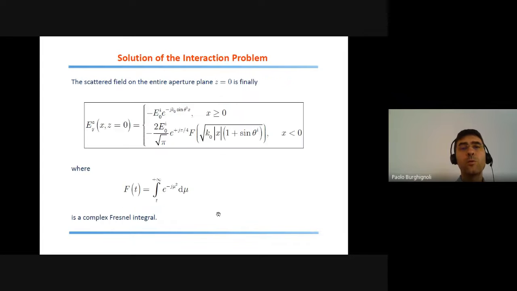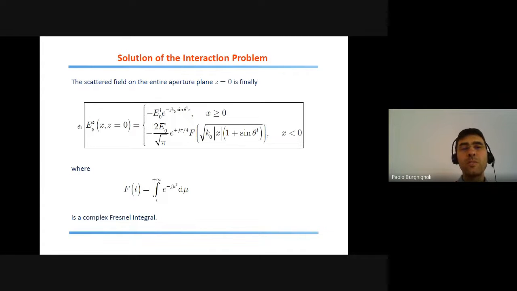So now we know basically the field everywhere on the aperture plane z equals 0. That is because when we are on the perfect conductor, we know that the scattered field is equal and opposite to the incident field. That was our boundary condition. Whereas if we are on the remaining portion of the aperture plane, where there is no metal, our solution has brought the appearance of this function f, which is the so-called complex Fresnel integral.